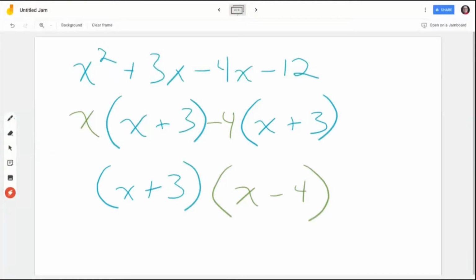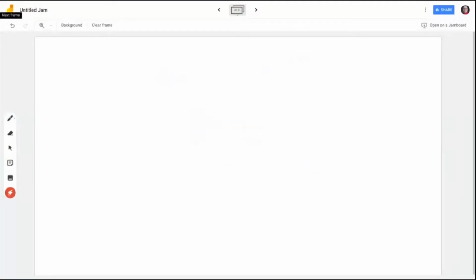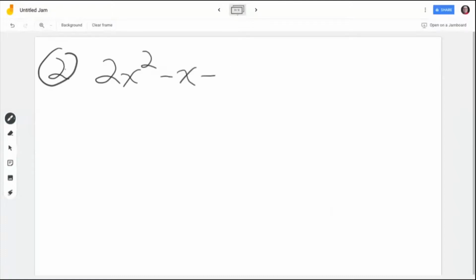All right, let's try another one. Let's look at 2x squared minus x minus 6. So here, our a is 2, b is negative 1, c is negative 6.